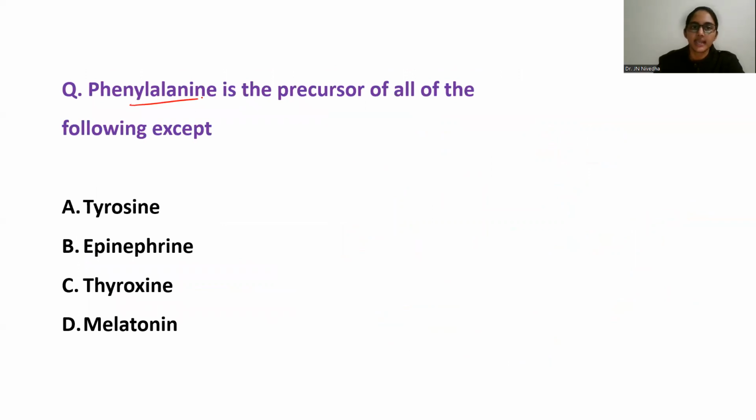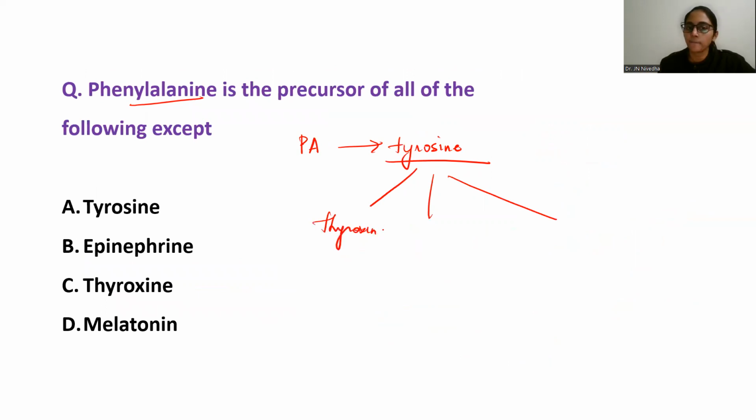Next, phenylalanine is a precursor of all of the following except. We all know phenylalanine gives tyrosine, is it not? By phenylalanine hydroxylase. So phenylalanine is the precursor for tyrosine. What are the special products of tyrosine? Special products of tyrosine will be thyroxine.